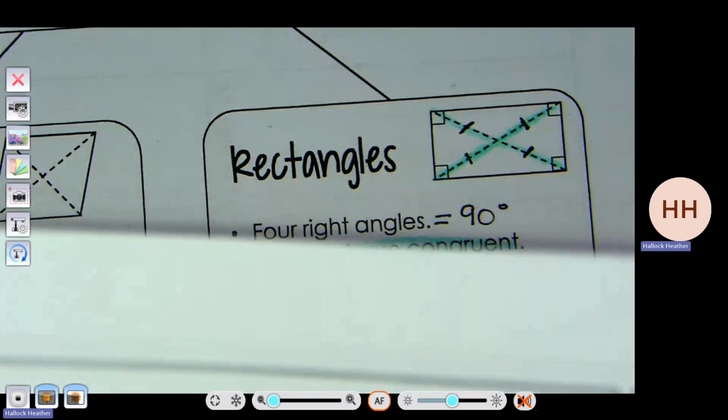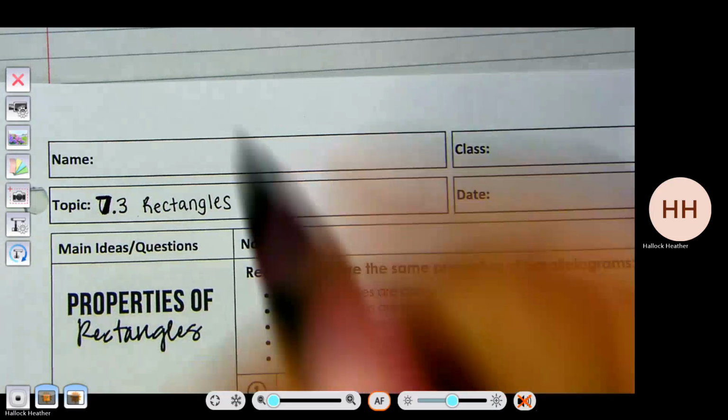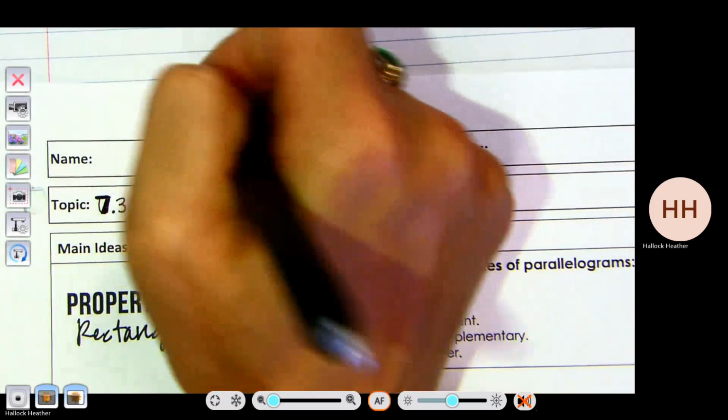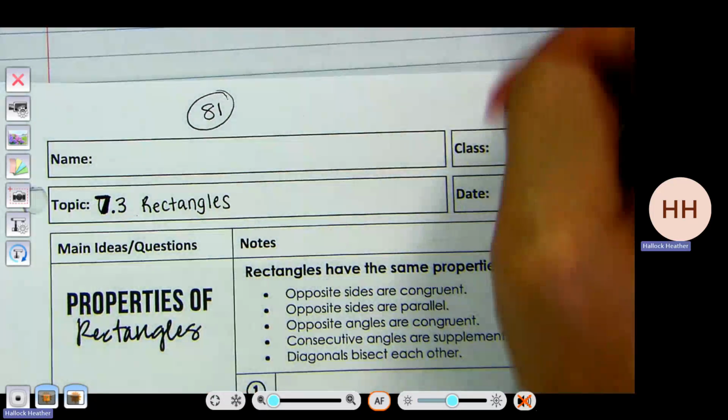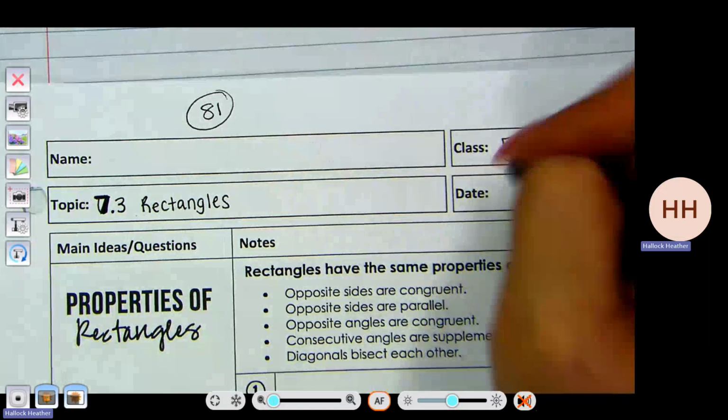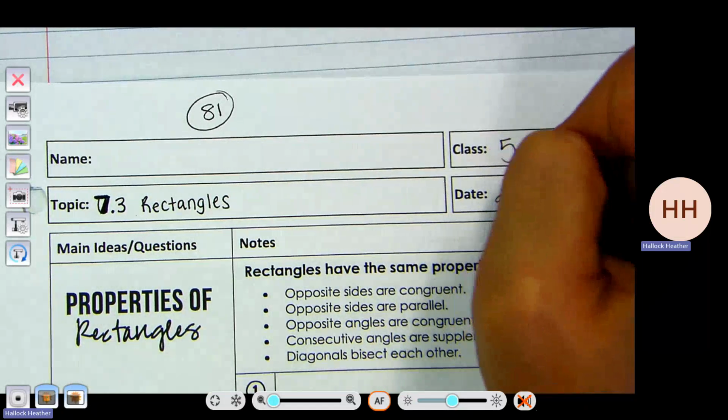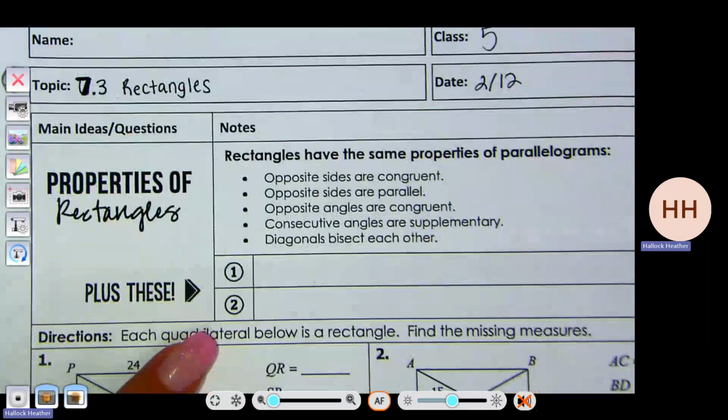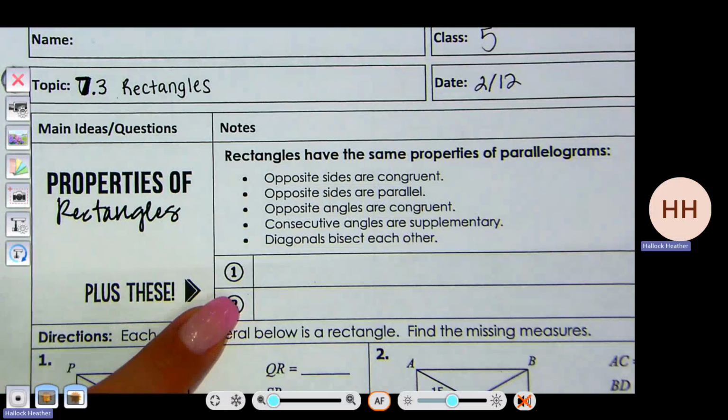Okay, so on today's paper, let's label this number 81 at the top. Put your name on it. It is class period 5. Today's date is 2/12.